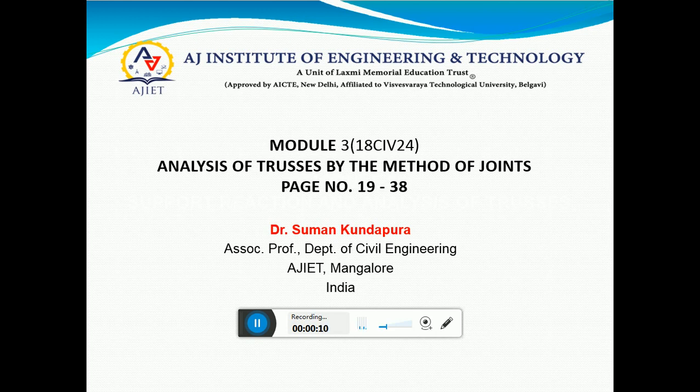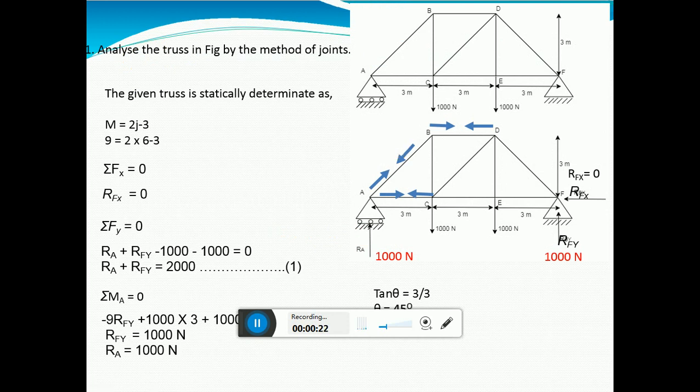Today I will be dealing with the numericals of analysis of trusses. So we'll take up the first problem, that is, analyze the truss in the figure by the method of joints.